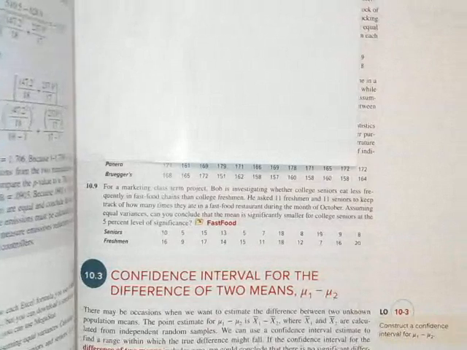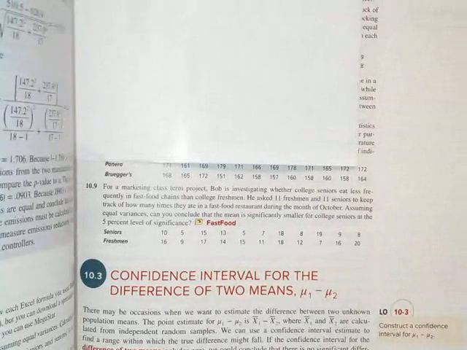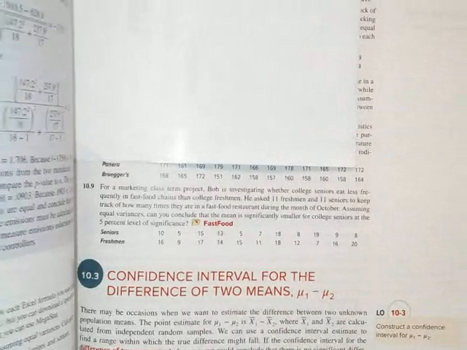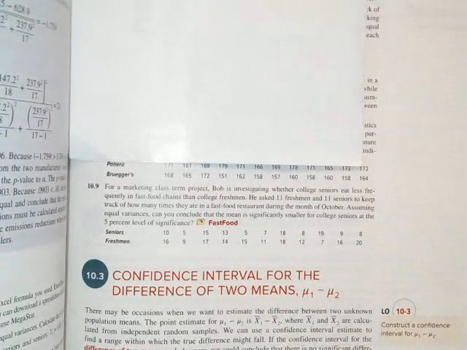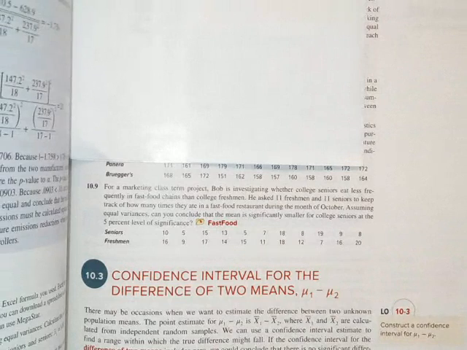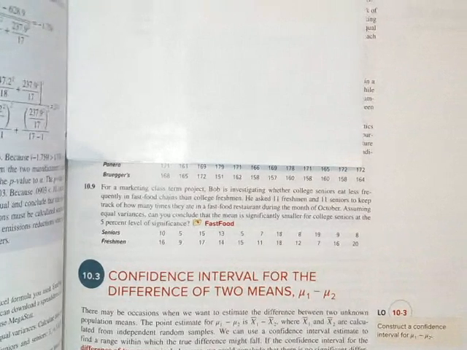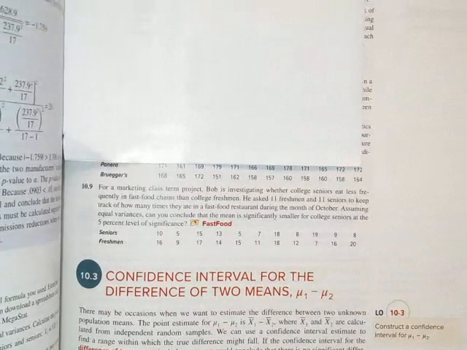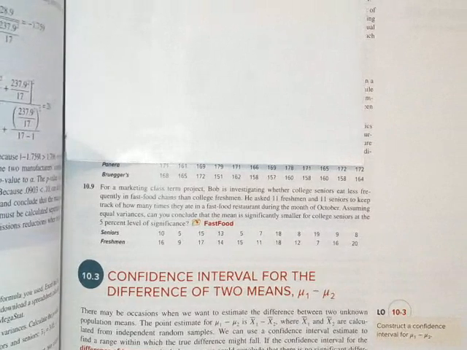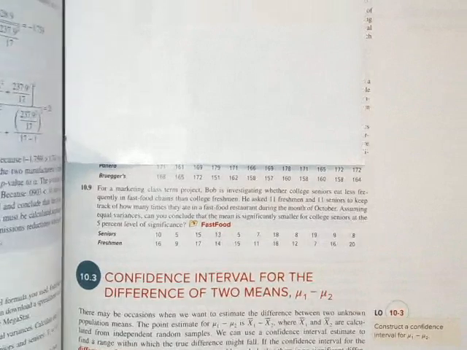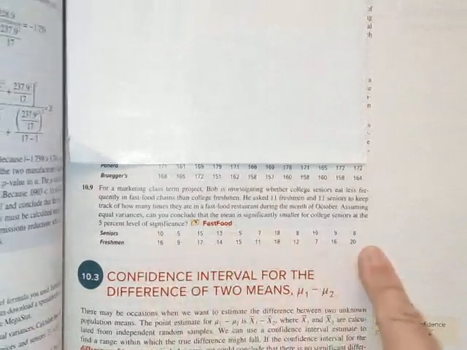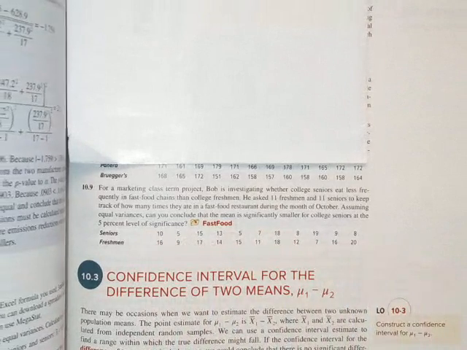For a marketing class project, Bob is investigating whether seniors eat less frequently in fast food chains than freshmen. He asked 11 freshmen, 11 seniors to keep track of how many times they ate in a fast food restaurant during October. Assuming equal variances, can you conclude the mean is smaller for seniors at 5% significance? And this time, we have the actual data rather than summary data.